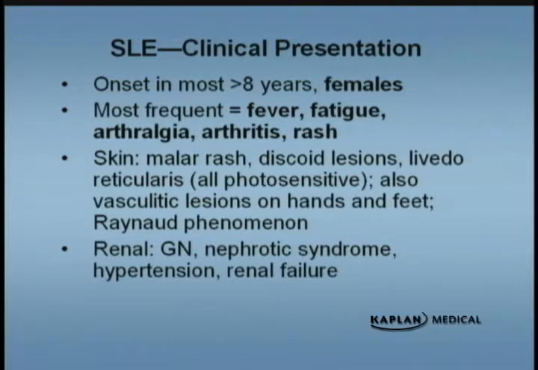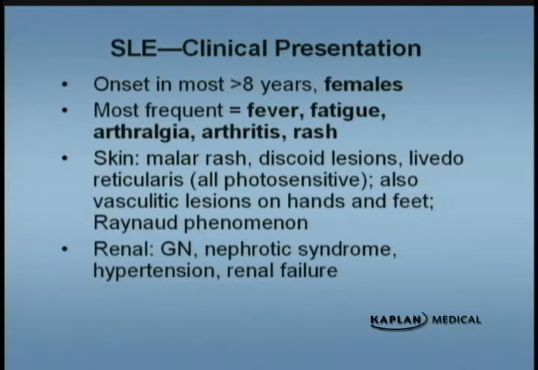And frequently they'll present with fever, fatigue, arthralgias, arthritis, and rash. The rash can even be a vasculitic rash. The skin manifestations include a malar rash. They talk about that butterfly rash on the cheeks. They can also have discoid lesions and vascular lesions on the hands and feet. And they can have a Raynaud's phenomenon where they have vasospasm and they go through all the different color changes.